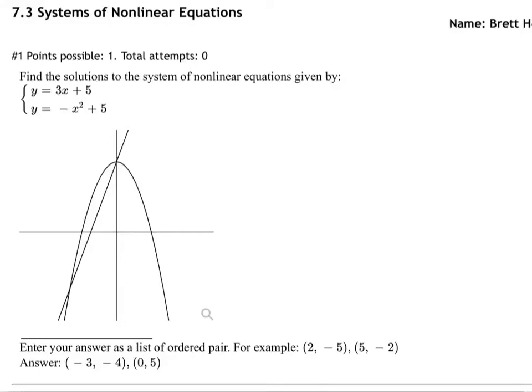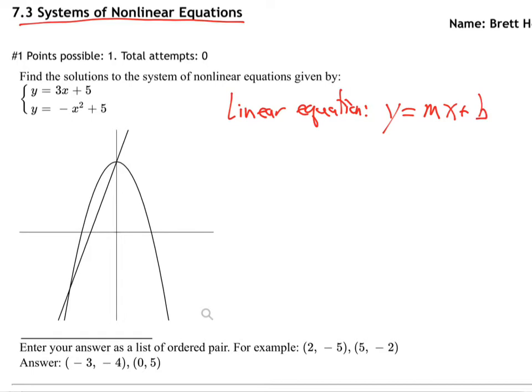7.3, systems of non-linear equations. So what's different in this section is the equations are not linear. Now, do you know what a linear equation is? A linear equation is like y equals mx plus b.